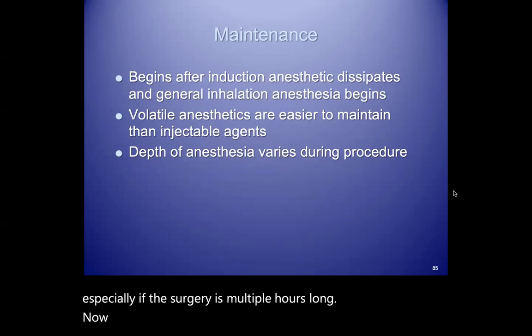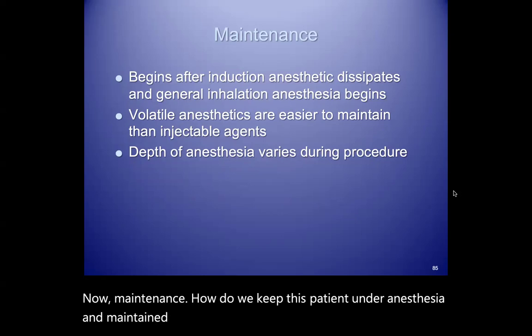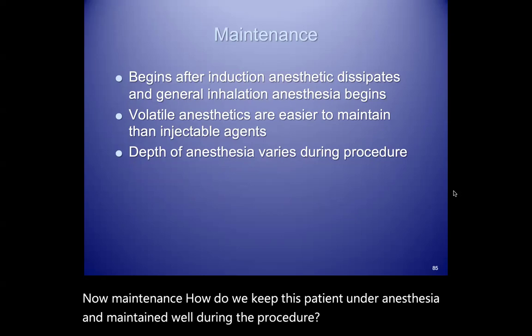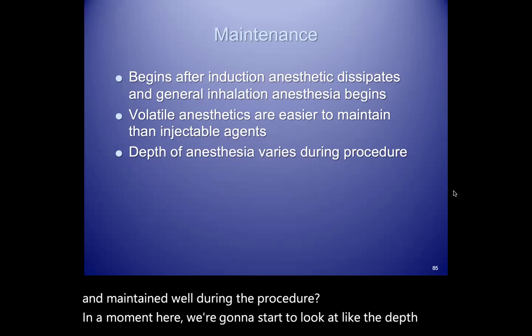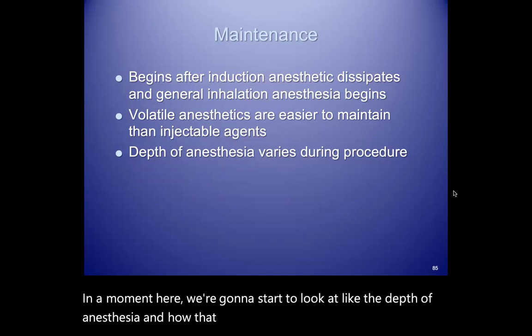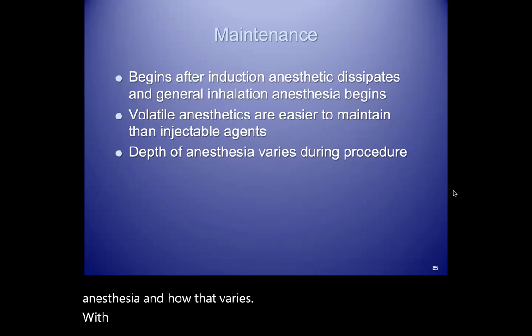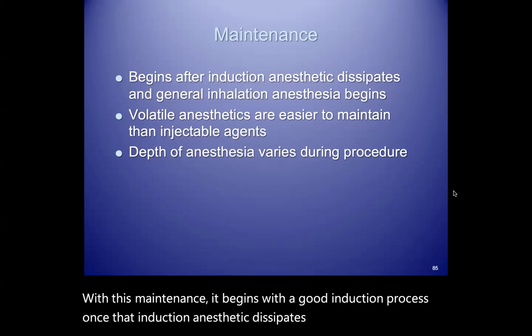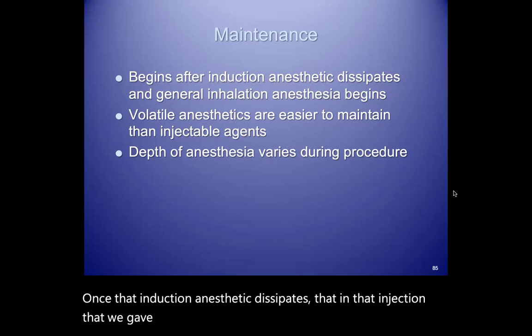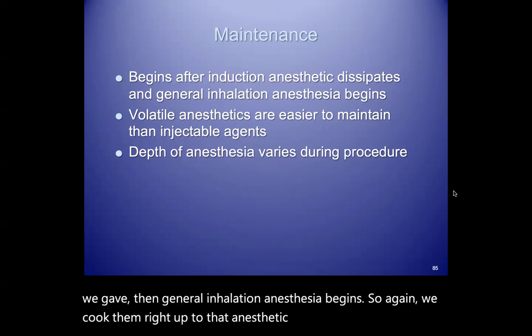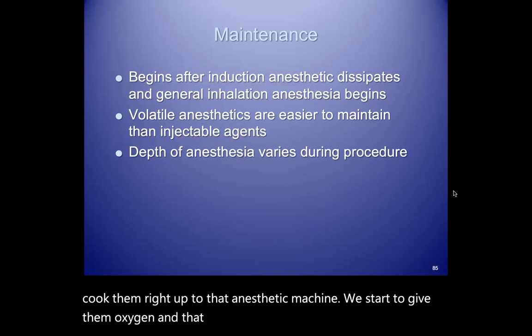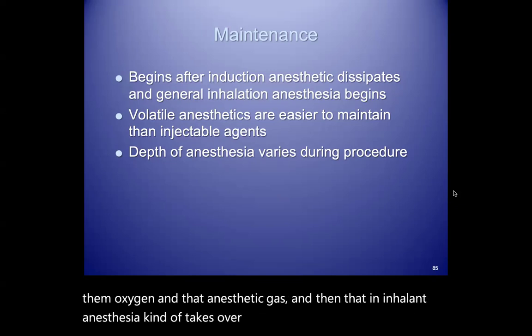Now, maintenance. How do we keep this patient under anesthesia and maintained well during the procedure? In a moment here, we're going to start to look at the depth of anesthesia and how that varies. With this maintenance, it begins with a good induction process. Once that induction anesthetic dissipates, that injection that we gave, then general inhalation anesthesia begins. So again, we hook them right up to that anesthetic machine. We start to give them oxygen and that anesthetic gas. And then that inhalant anesthesia kind of takes over for that procedure.